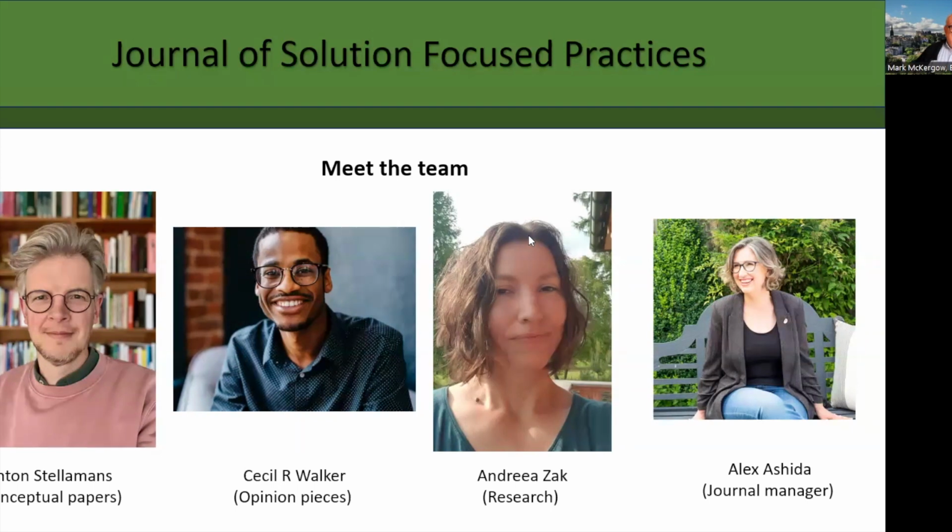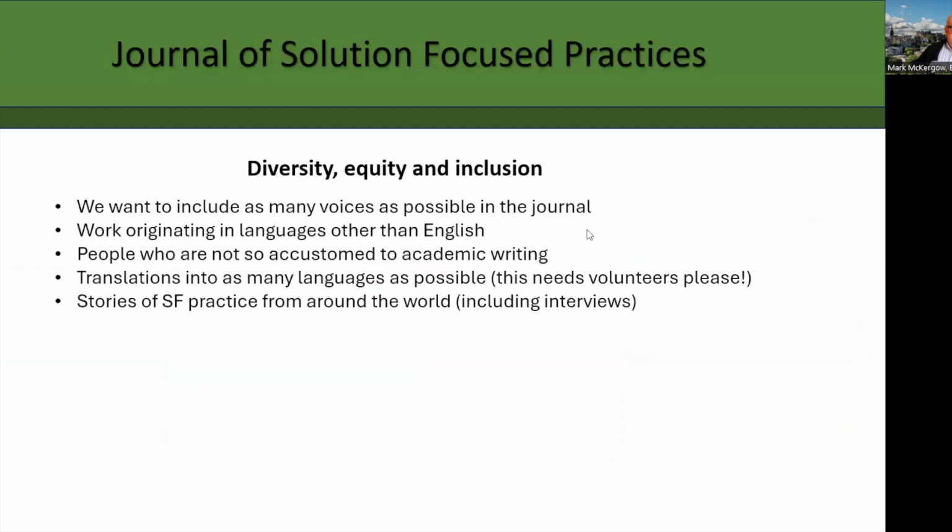So, quick word about diversity, equity, and inclusion. We want to include as many voices as possible in the journal, and that means work both originating in languages other than English and translating the work into languages other than English, and also being prepared to work with people who aren't so accustomed to academic writing.